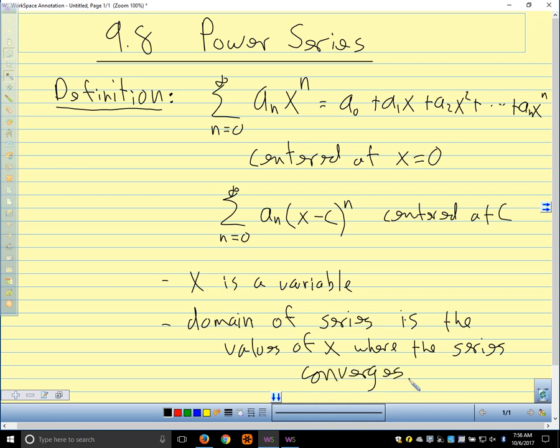So we're interested in two things. We're interested in modeling a function with a power series, and we're interested in, if we model this function with this power series, what is the domain of that function? When does that series converge? So we have three possibilities for a power series. All right, everybody good with our definition?